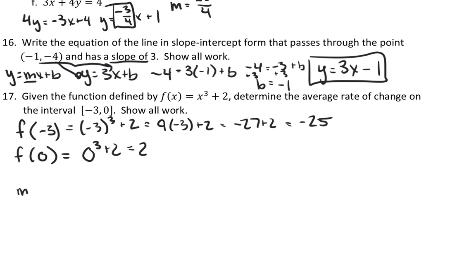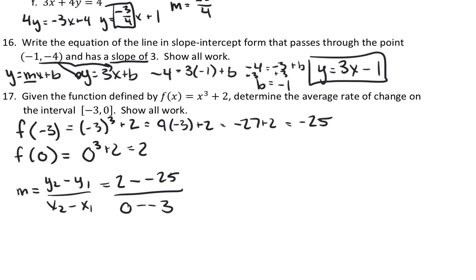So now we can plug into our slope formula: y2 minus y1 over x2 minus x1. That should be equal to 2 minus -25 over 0 minus -3. So that is equal to 27 over 3, which is equal to 9. So the average rate of change is 9.